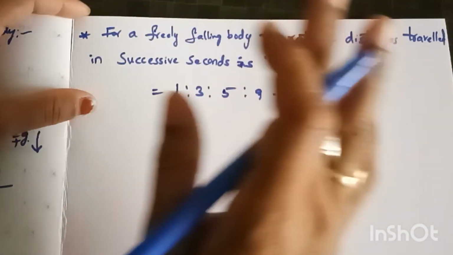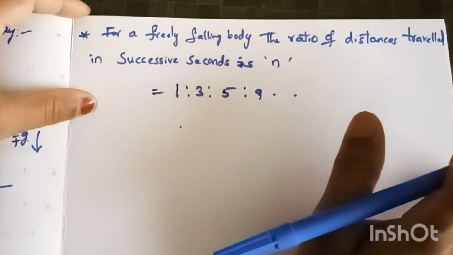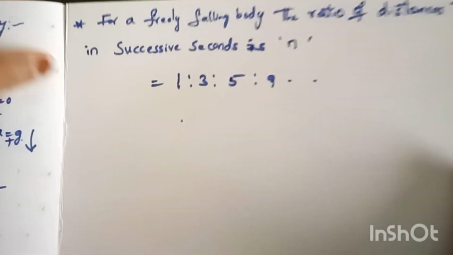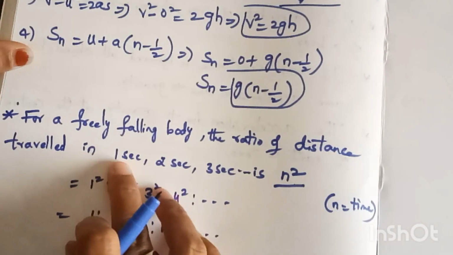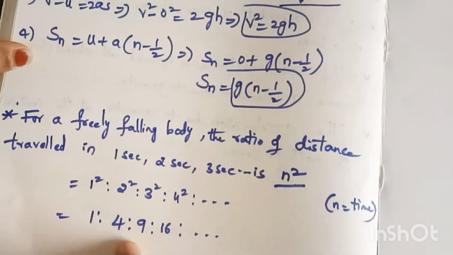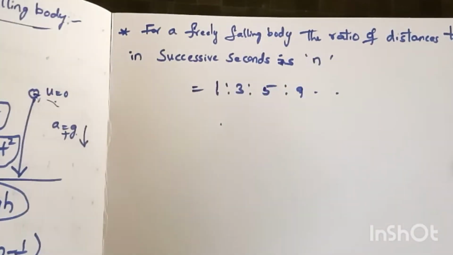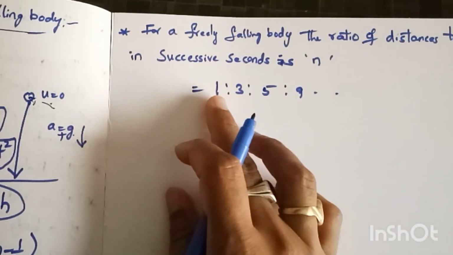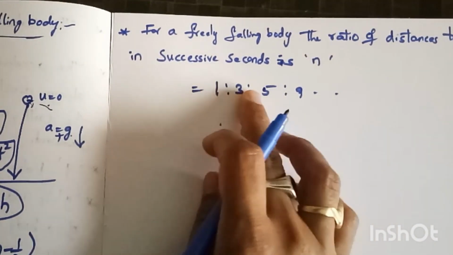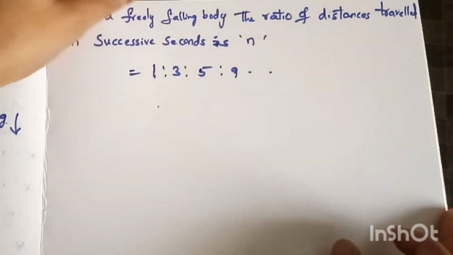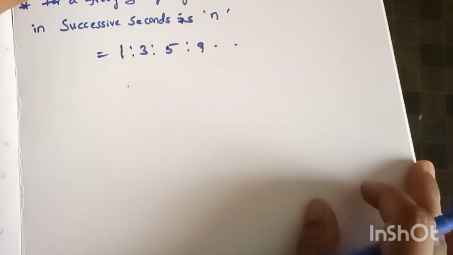For a continuous time of seconds, 1, 2, 3, 4, the ratio of distance will become its square. Its square means time square becomes the ratio of distance. For successive seconds, it becomes odd numbers, 1 is to 3 is to 5 is to 7, and so on. So these are the important points based on a freely falling body.